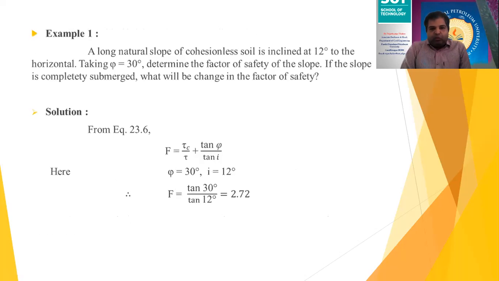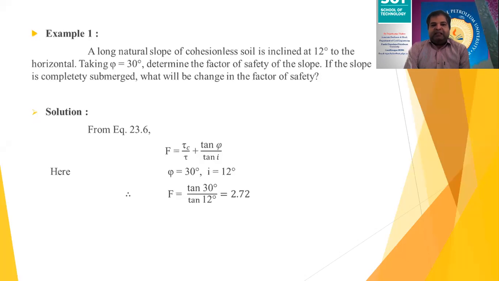Now let us take one example of this type of formula, or whatever theory we have learned. This particular example says: a long natural slope of cohesionless soil is inclined at an angle of 12 degree to the horizontal, taking the value of internal friction phi equal to 30 degree. Determine the factor of safety of the slope. If the slope is completely submerged, what will be the change in the factor of safety?